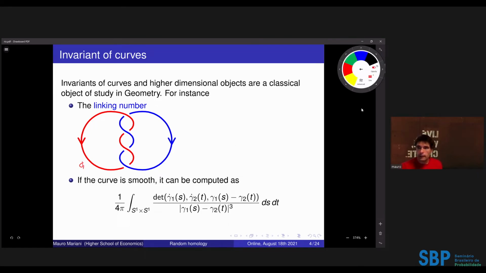The linking number, how many times you need to overlap them to take these two curves away one from the other, has a nice formula due to Gauss: you take the determinant of the derivative of gamma 1, derivative of gamma 2, gamma 1 minus gamma 2, divided by the distance cubed, integrate in ds dt, and you get this number.